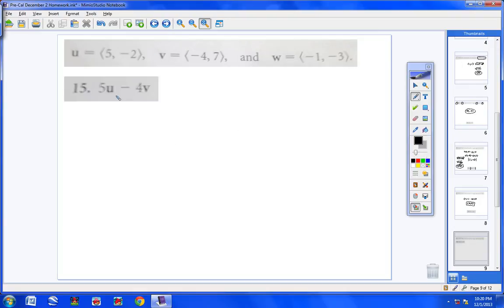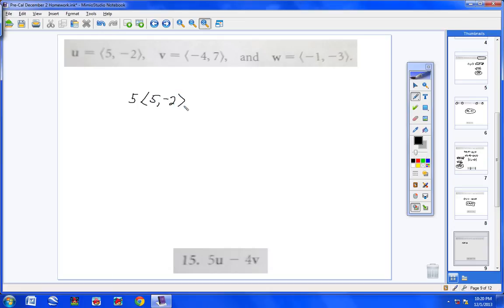Okay, let's take a look at number 15. 5u minus 4v. A little more complex, but still pretty much simple, just multiplication and subtraction. So 5u, so 5 times 5 comma negative 2, there we go, and then minus 4, and then v would be negative 4 comma 7. Now 5 times this vector here would be 25, negative 10.